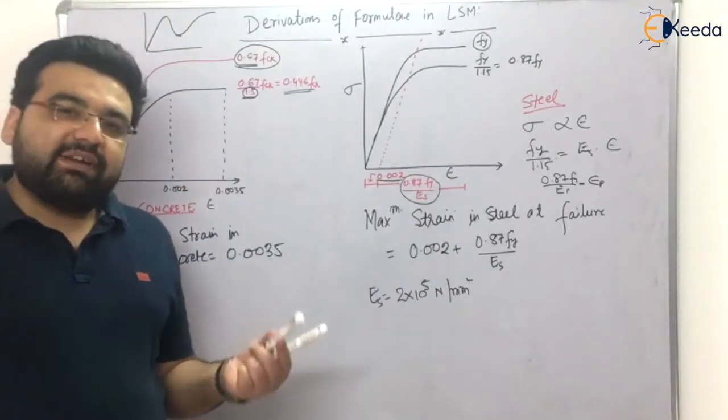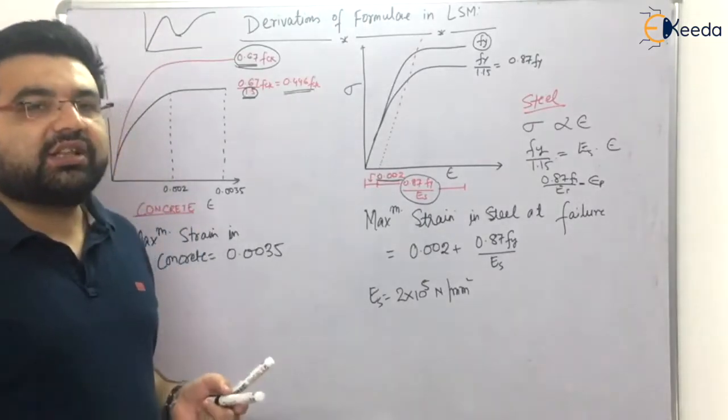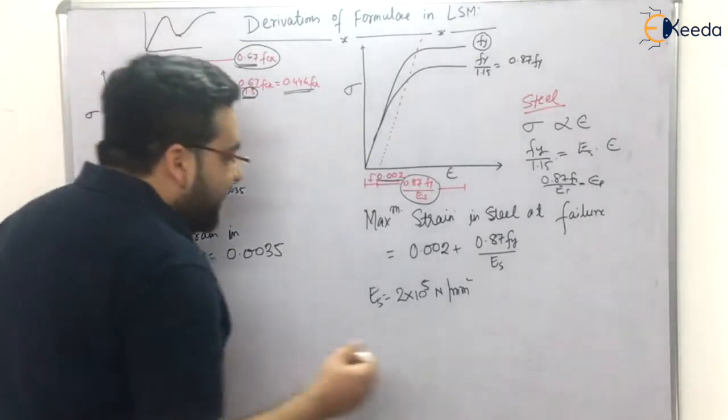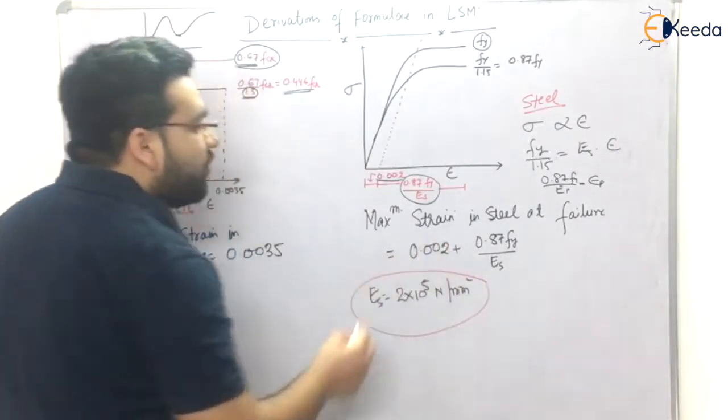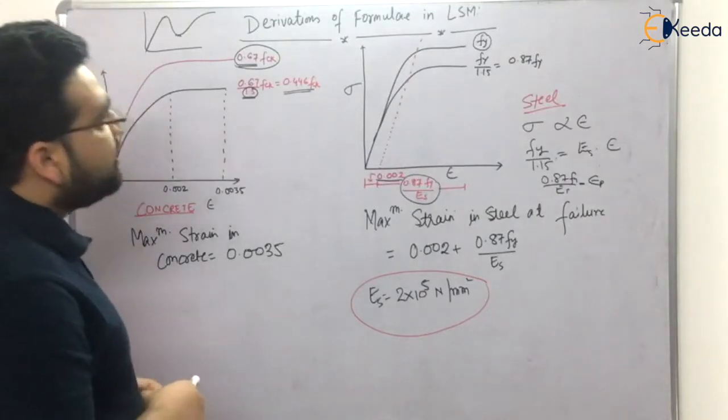If in the question it is given to you, very good. If it is not given to you, you have to remember that for structural steel, the Young's modulus of elasticity is taken as 2 into 10 raised to power 5 Newton per mm square. Clear? Now, this is the basis of design.